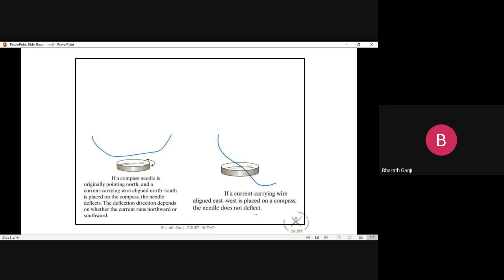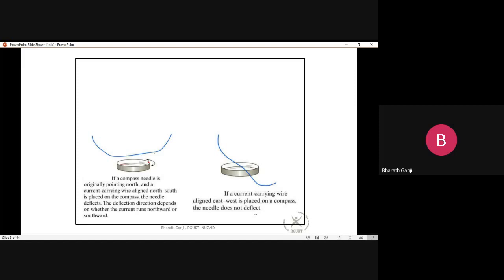Okay. So if the current carrying wire is aligned in east west and placed on the compass, now the needle will not deflect. Okay. So that is an interesting thing, right? అంటే వైర్ డైరెక్షన్ లోనే ఒకవేళ కంపస్ నీడిల్ పెట్టినా it will deflect, it will try to orient in the direction. So it always tries to orient in the direction of the wire when you place a wire on the needle compass.